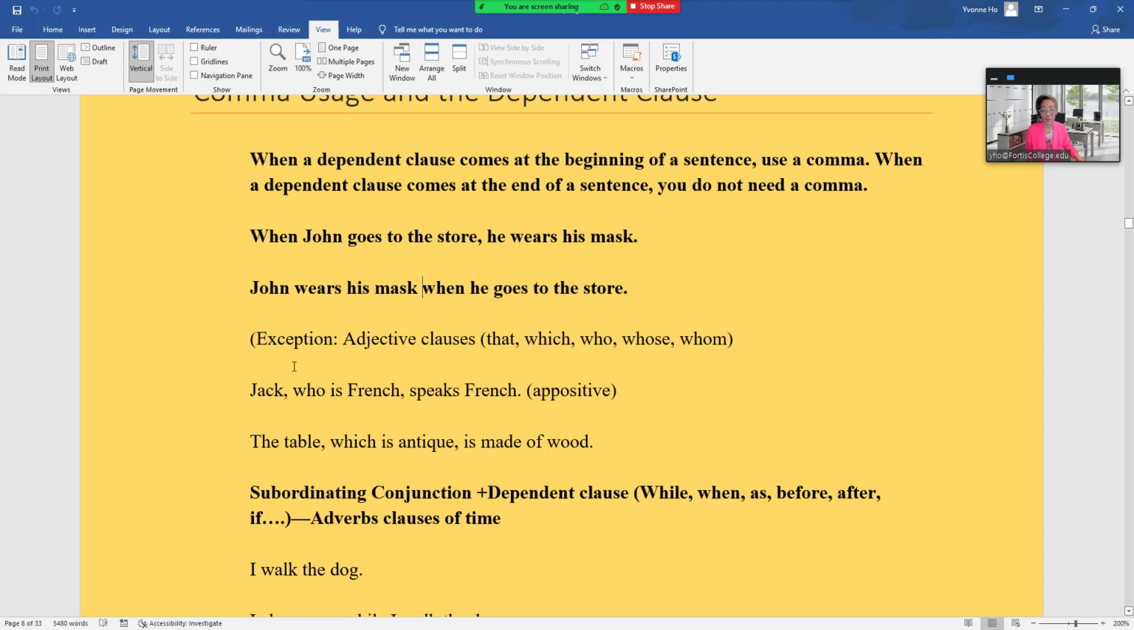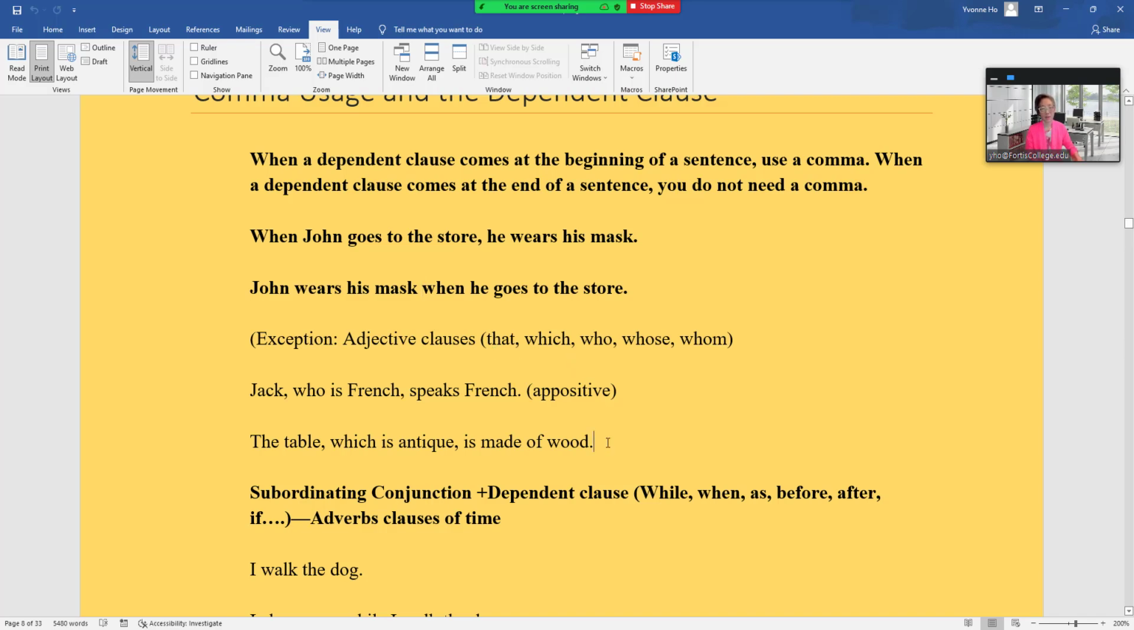The exception to this rule is adjective clauses: that, which, who, whose, whom. Jack, who is French, speaks French, okay? So here you have two commas. So when you have a who adjective clause in the middle of the sentence, you need two commas. And if an adjective clause comes at the beginning of the sentence, you need two commas, and if the adjective clause comes at the end of the sentence, you only need one comma.